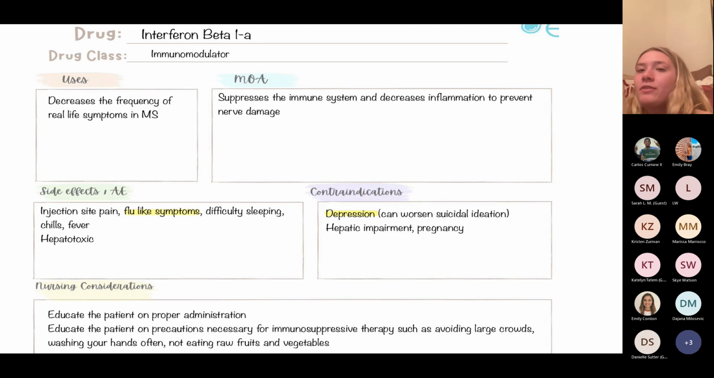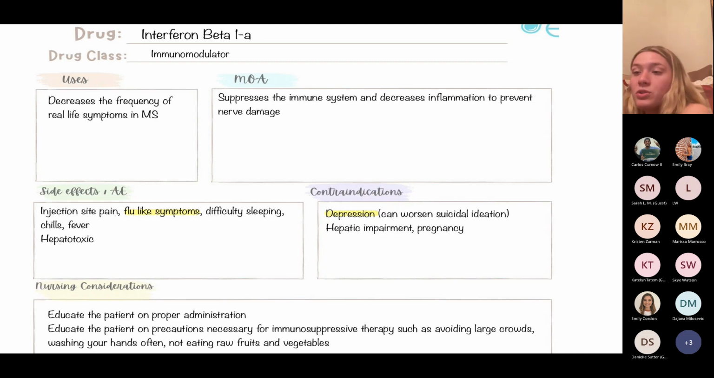Interferon beta 1A is a very common immunomodulator. Again, it really helps these patients with MS. Most common side effect these patients have is flu-like symptoms. So just kind of keep that in mind. These drugs are also typically given via injection, so teach those patients proper administration.